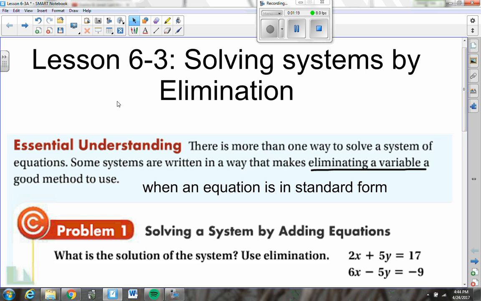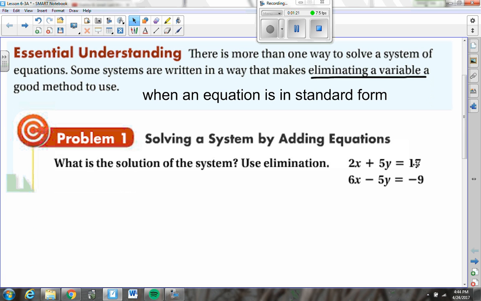So imagine we have this system of equations here. 2x plus 5y equals 17, and 6x minus 5y equals negative 9. What I want you to notice here is this. One of my variables has exactly the same number attached, but the sign is different. One is positive, the other is negative, but the number is exactly the same. It's a positive 5y and a negative 5y.